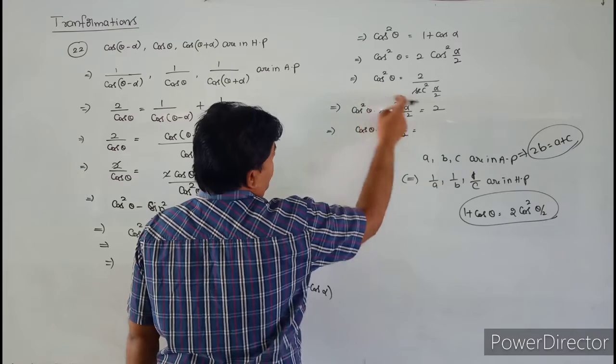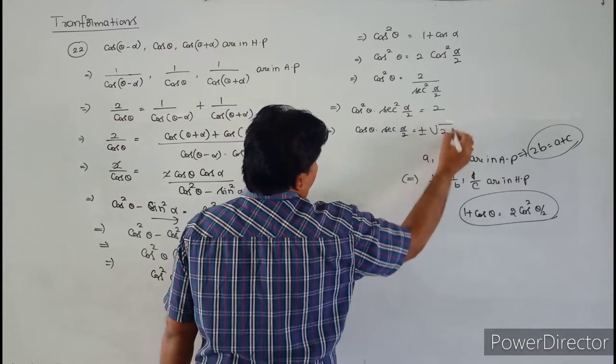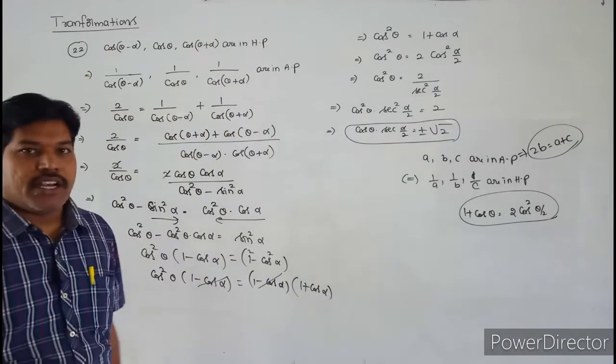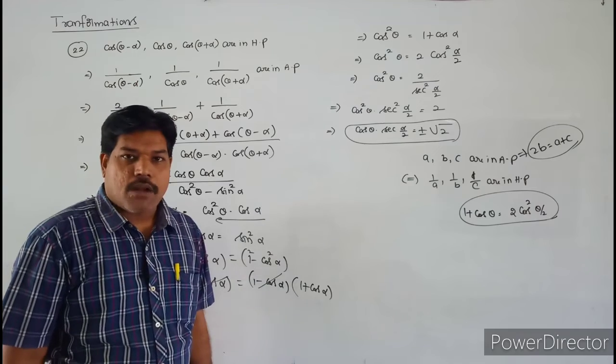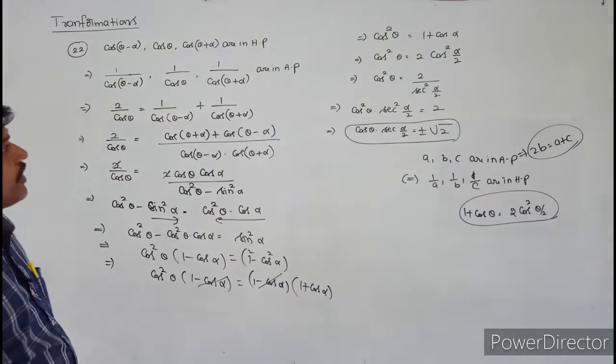If you can remove the square on this side, you will get a plus or minus square root on the other side. So cos theta into secant alpha by 2, it will become plus or minus root 2. So see that question, students, important question.